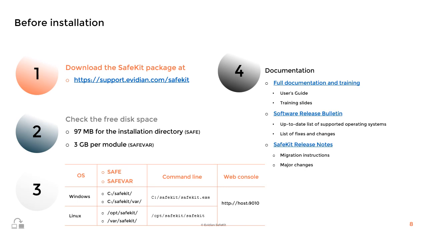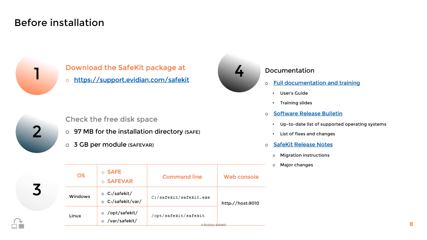In Step 3, for Windows, the installation directories are in the C drive. For Linux, the installation directories are in /opt and /var. A command line interface is provided on Windows and Linux, and all the commands are prefixed by the SafeKit command followed by parameters. A web console is also provided and can be accessed from a browser on port 9010.